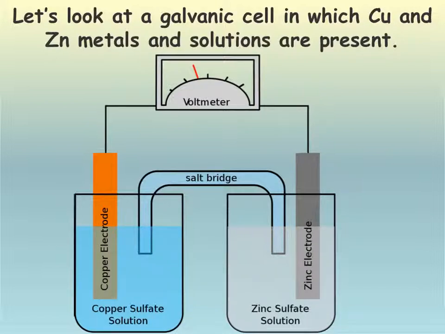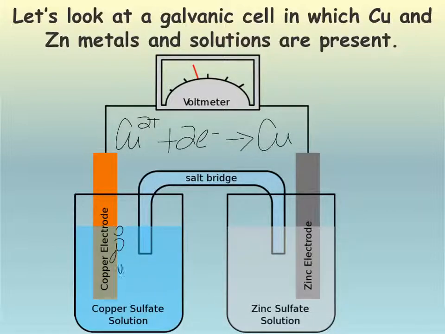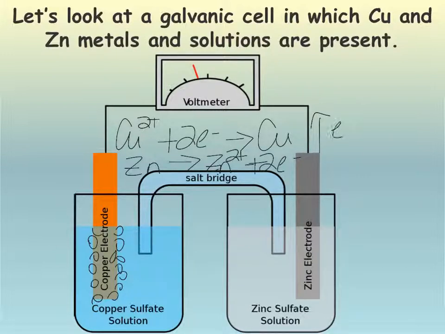Copper is being reduced. So we have Cu2+ plus 2 electrons making copper solid. So we're collecting extra copper solid over here as it comes out of the solution. And then zinc is being oxidized. So zinc is giving away 2 electrons. So the electrons are traveling this way, down here.